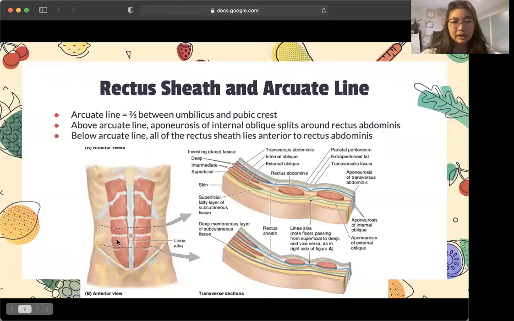Above the arcuate line, things are a little bit more messy. You want to think that it's split half and half. So you're going to have your external oblique aponeurosis and half of your internal oblique aponeurosis anterior to rectus abdominis, and then everything else is going to be posterior to that. So it's going to be your other half of internal oblique and then the aponeurosis of transversus abdominis. Below the arcuate line, things are a little bit more simple. Everything's just in front of rectus abdominis. So all of the rectus sheath lies anterior to rectus abdominis.